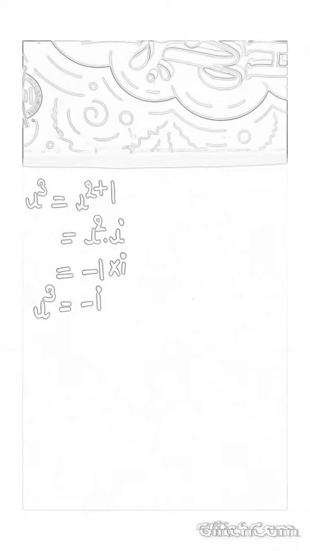Next, we have to find the value of eta 4. Then eta 4 is equal to eta square into eta square. Then what is the value of eta square? Minus 1 multiplied by minus 1. Minus minus cancel. In this way, we get the value of eta 4 is equal to 1. So, with the help of these values, you can find any power of eta by dividing the power of eta by 4.